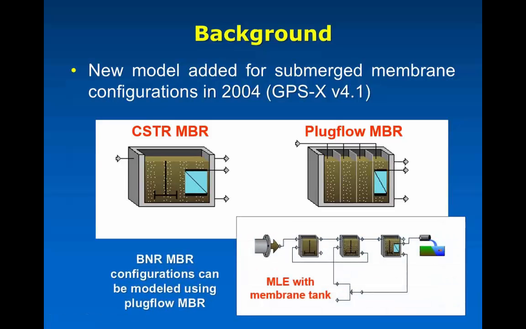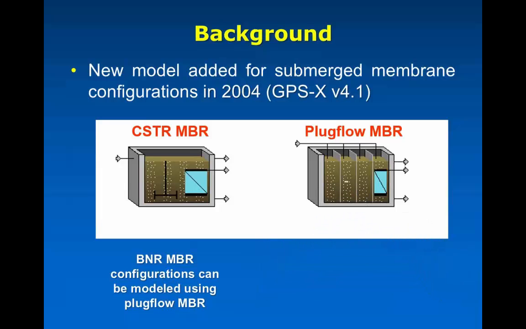The usefulness of the plug flow MBR is that you can actually take BNR type configurations where you may have several reactors in series with some internal recycles or some other sort of sophisticated feeding, and then put that all together into one object. So you can do it either way. You can have a bunch of CSTRs with one of these MBR units at the end, or you can do it in the plug flow. It basically works out to the same thing.